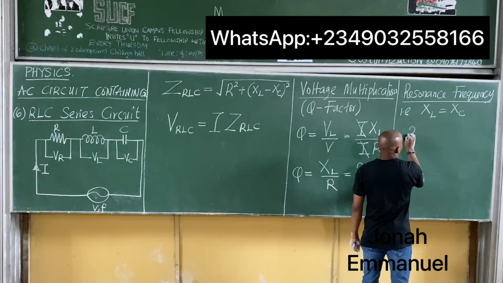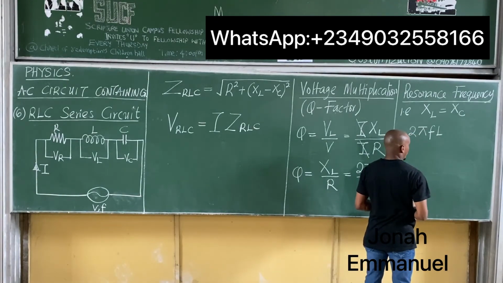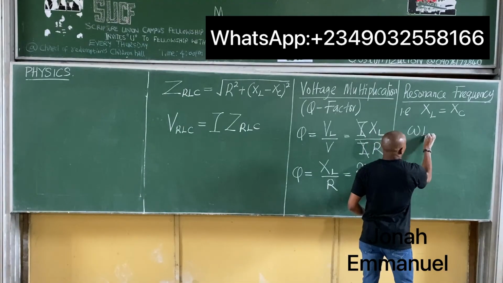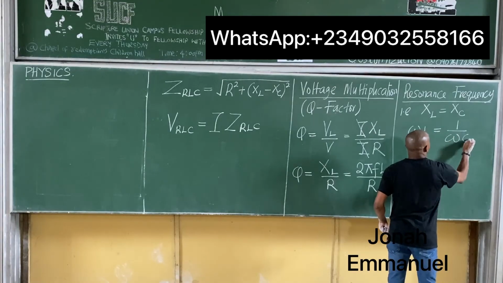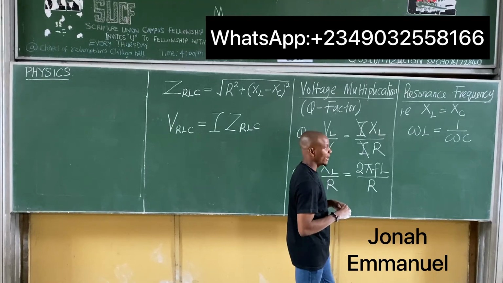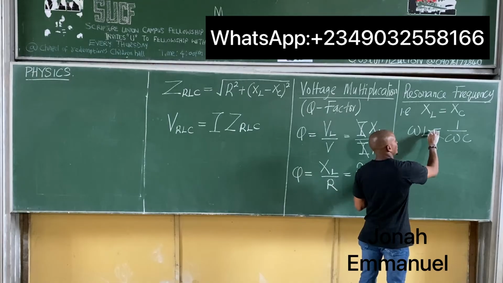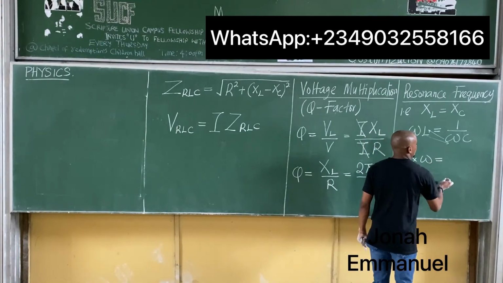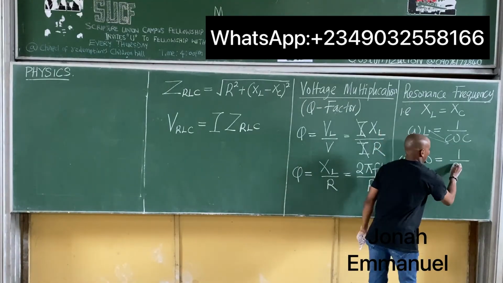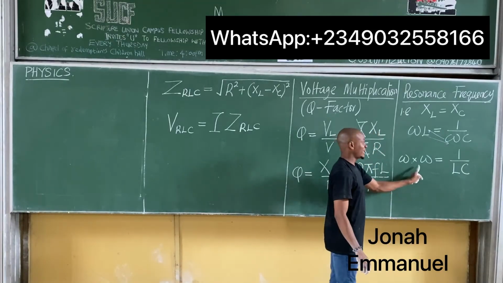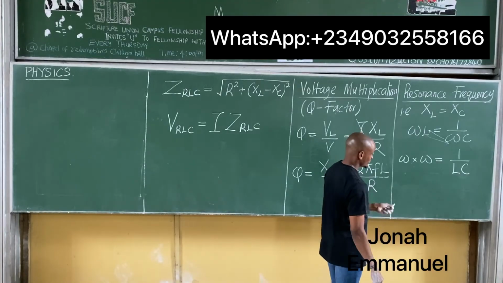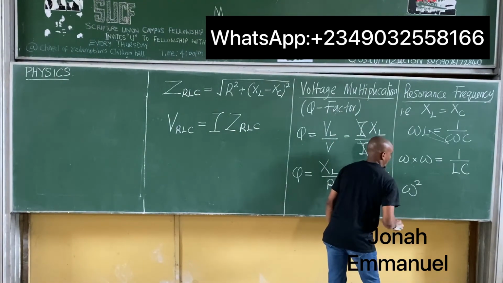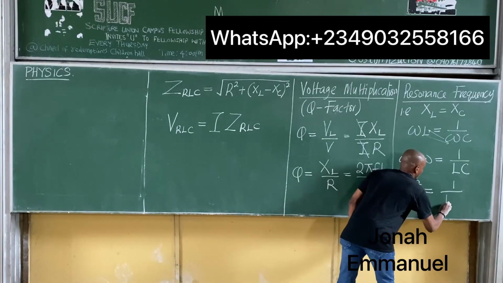We've got this one here as 2 pi FL, or before then, express this in terms of angular frequency. We have that omega L is equal to 1 all over omega C. Make omega the subject of the formula. C goes this way, L goes this way. So I'll now have omega times omega, which gives omega squared is equal to 1 all over LC.